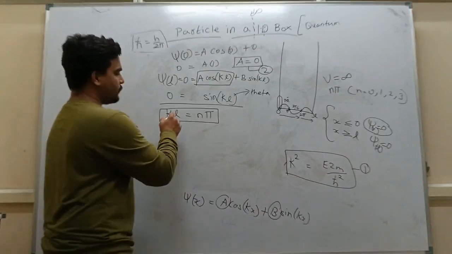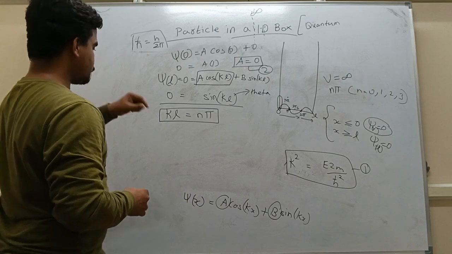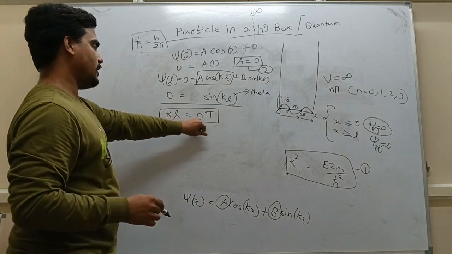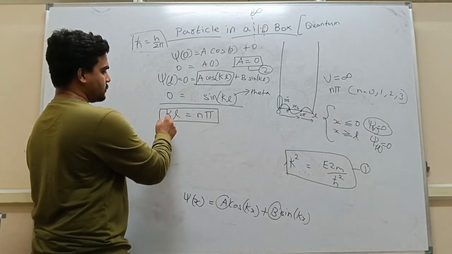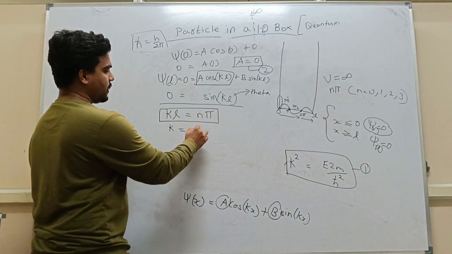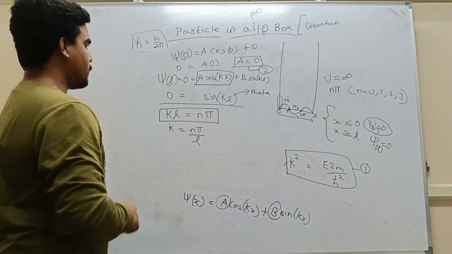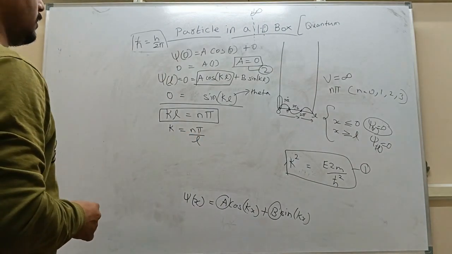Now since we know that k into L is equal to n into pi, what we will do is make this k equal to n pi upon L. Okay, this will become n pi upon L.